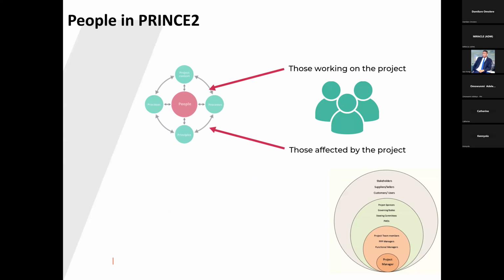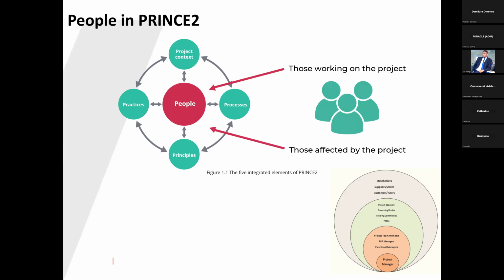All right, let's talk about the people. The people are you and I working on the project, and in our presentation tonight, one word kept coming, which is stakeholders, stakeholders, stakeholders, communication, stakeholders, communication. That is what we're talking about when we're talking about people. The stakeholders, and this is where we will define who a stakeholder is.